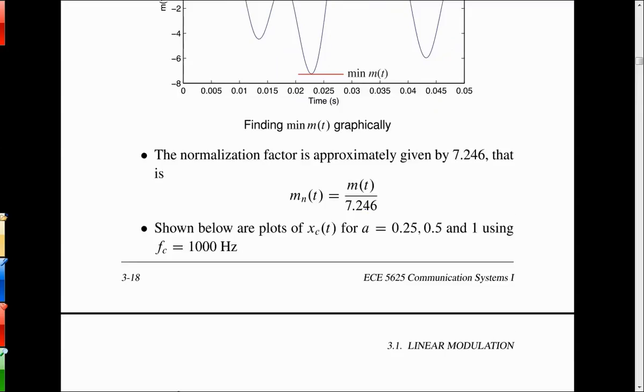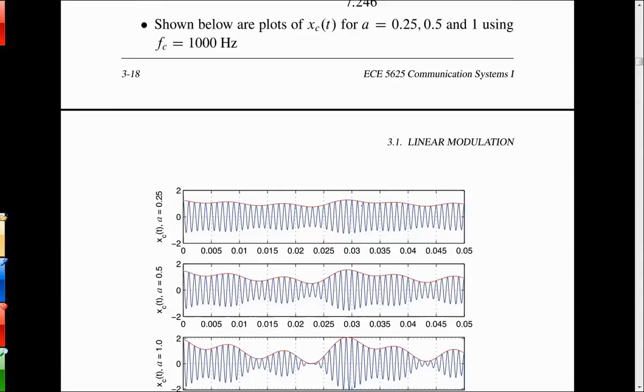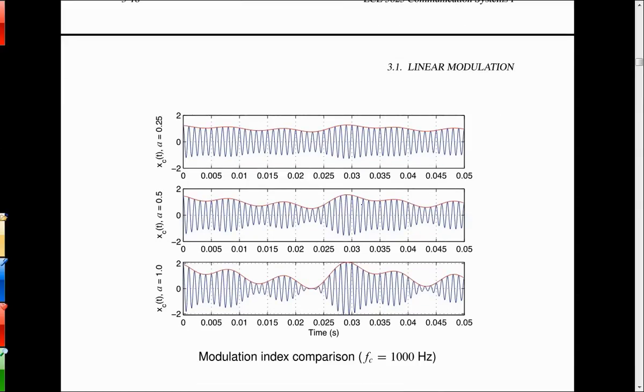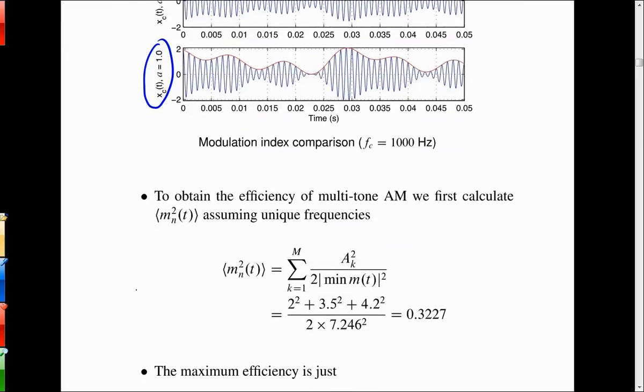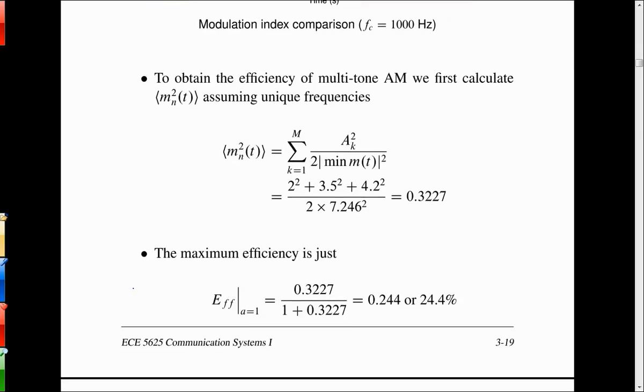And then if you go through the rest of the analysis, these are just plots I made to see that the envelope does correspond correctly. In particular, this plot right here, where I set A equal to 1, notice that the envelope is just touching, which is what we'd expect it to do. But most of the time, it's a long ways away from that. Go through the efficiency in this case, and again you come back at about 24%.